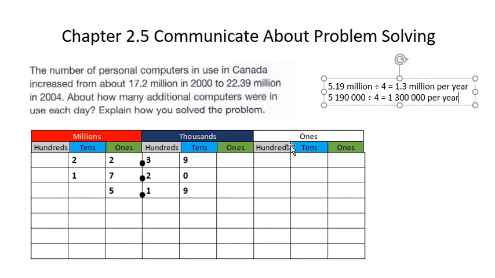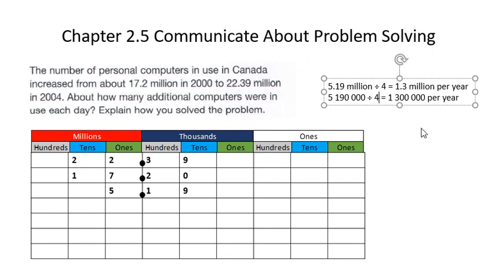So let's see where I got these numbers. This 5,190,000 comes from this 5.19. So this 5 means 5 million. And this 19, assuming we have all the zeros in here as placeholders, is 190,000. This 4 is still a 4 because it's 4 years. That has not changed. And if we did 5,190,000 divided by 4, it's approximately 1,300,000 per year.